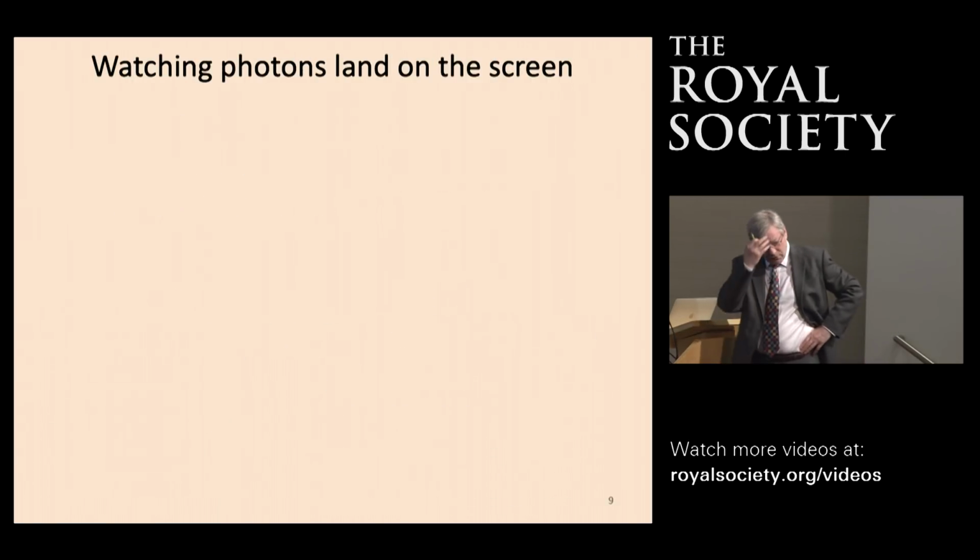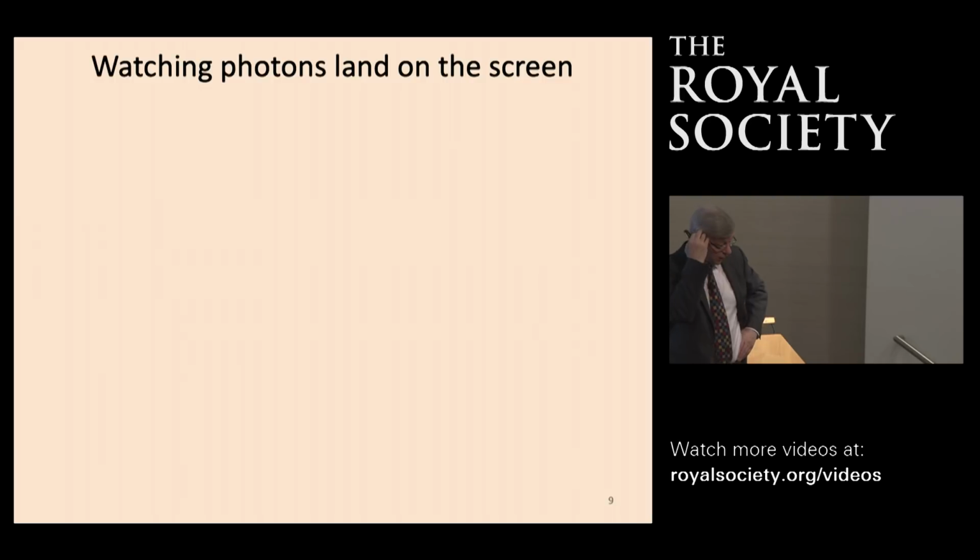Now, what Thomas Young couldn't know is that the light is made of photons. I told you that already. That's the elementary particle of light. And he couldn't see one photon because his eye is not sensitive enough to see one photon. He might have been able to see 10 or 20 or 30, but he couldn't see one. But with a CCD camera, you can see one photon.